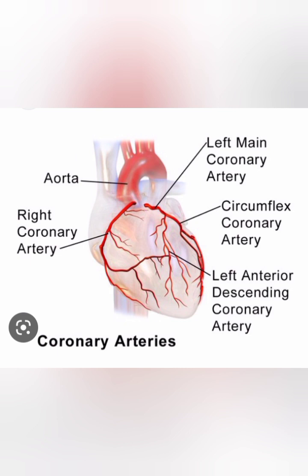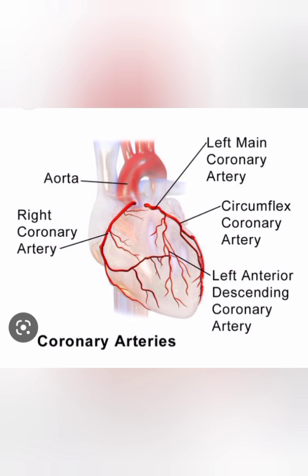The right coronary artery is divided into the right marginal artery and the right posterior descending artery. The left coronary artery is divided into two: the anterior descending artery and the circumflex artery. That's all about the coronary circulation.